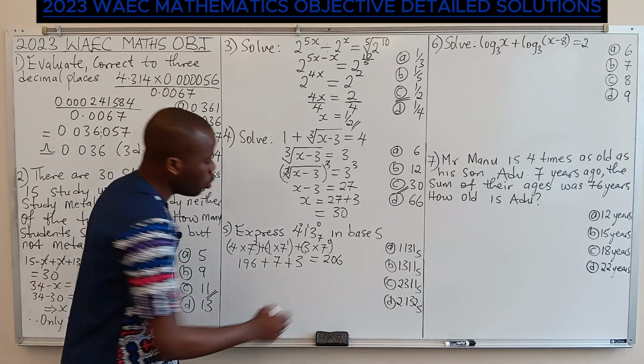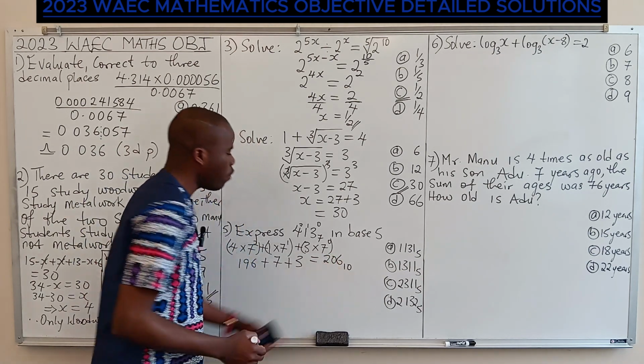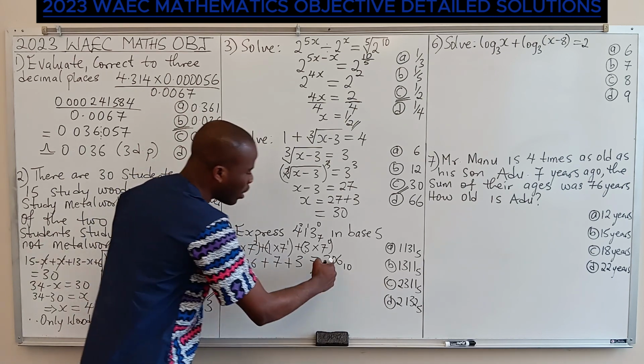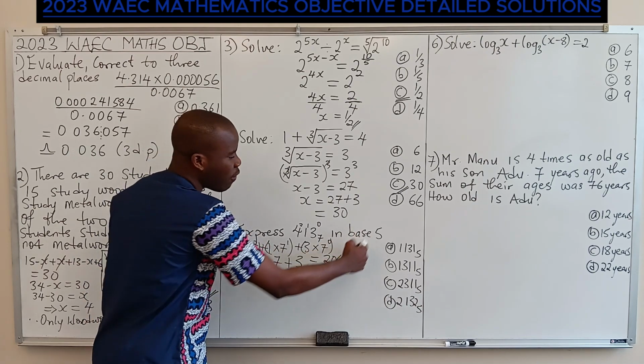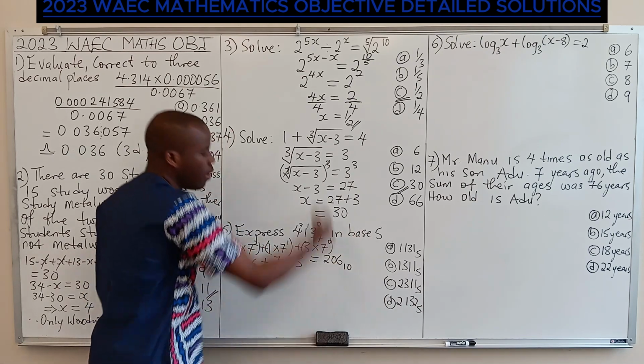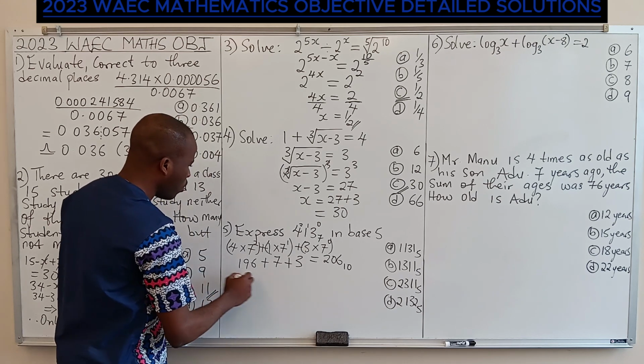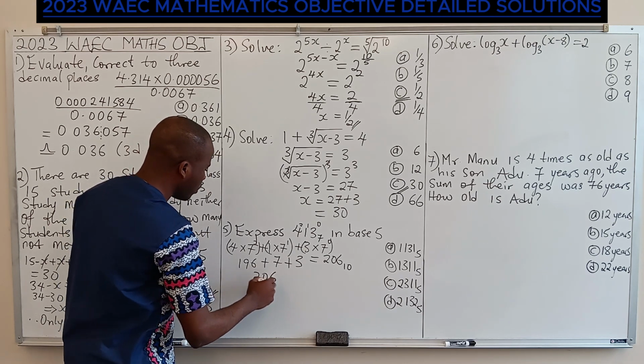Now the next thing we will do, this is 206 in base 10. We will convert 206 in base 10 to base 5. And how we do that is to continually divide 206 by 5 and we write the remainder in ascending order. So we have 206.